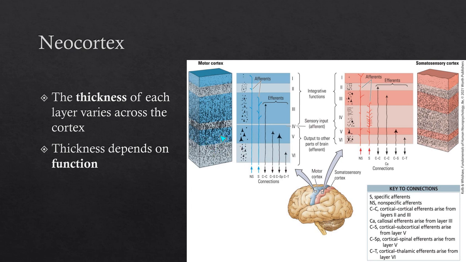So layers 5 and 6 in the motor cortex are a lot thicker compared to what you see in layers 5 and 6 in a sensory region. These layers tend to be made up of those pyramidal cells that have those long axons. Considering the functions of the motor cortex, it's not surprising that layers 5 and 6 are really thick there. So somatosensory cortex, a sensory region, is going to have a thicker layer 4. A motor region is going to have thicker layers 5 and 6. Thickness varies across the cortex, and the thickness of each layer depends on the function of the particular area that you're looking at.